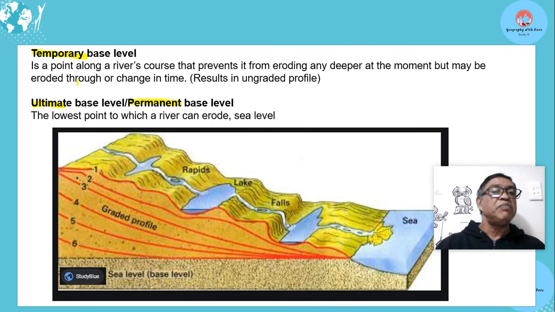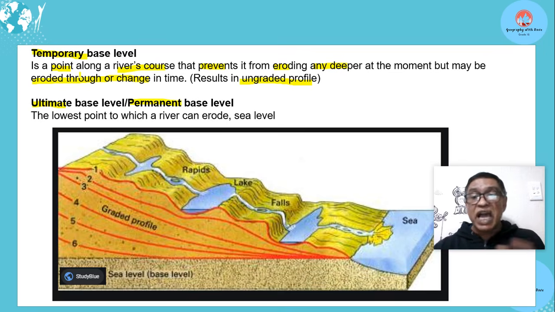Okay, so let's look at temporary first. It's a point along a river's course that prevents it from eroding any deeper at the moment, but may be eroded through in time. Okay, now this results from an ungraded profile. Let's put this into perspective. Okay, it can be an obstruction on the river's course that stops it maybe from eroding at that point. But remember, it's going to erode again if there's rejuvenation.